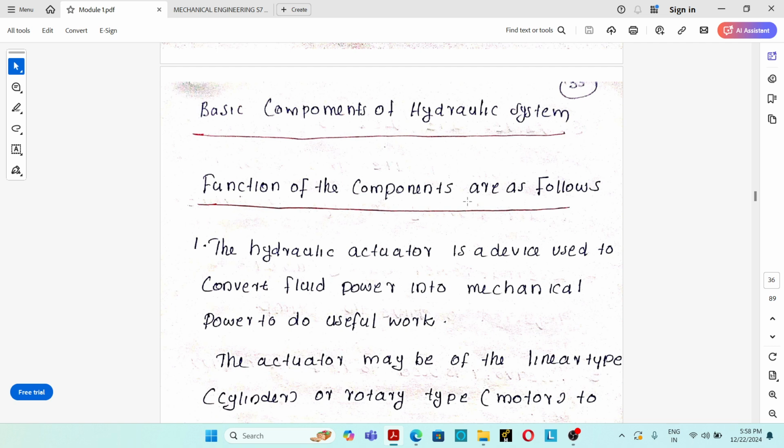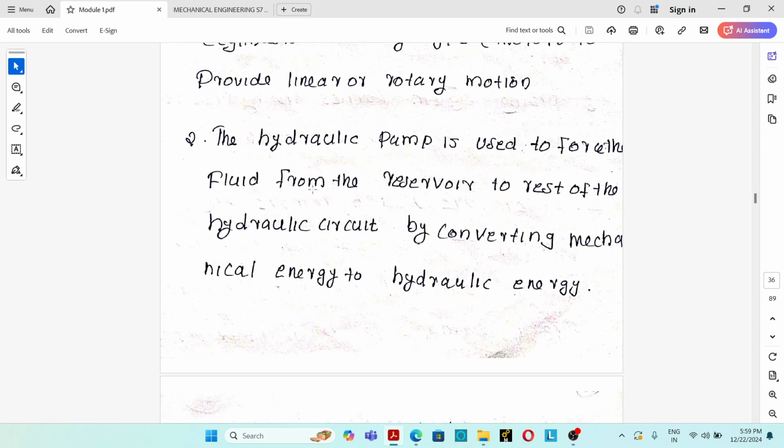So next one is basic components of hydraulic system. You can expect this question as an essay: basic components of hydraulic system and basic components of pneumatic system. So first of all, basic components of hydraulic system.